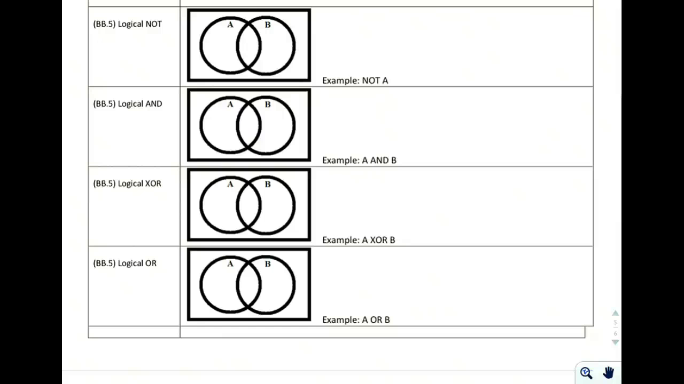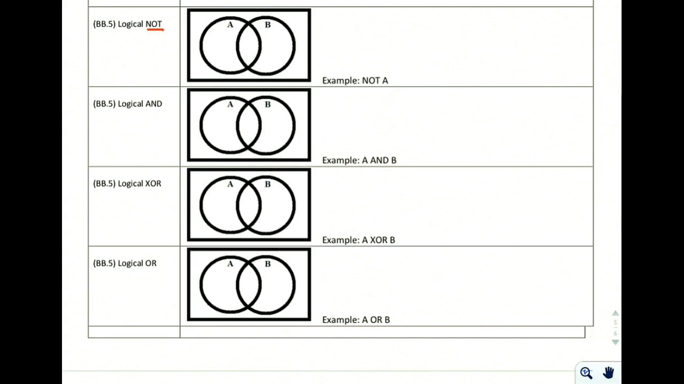Our Section 5 notes are all about using different logical arguments and operators. The first four are different logic operators when you have two statements happening and you want to decide if both are true, one is true, one or the other is true, neither is true, things like that. The first operator we're going to look at is not.